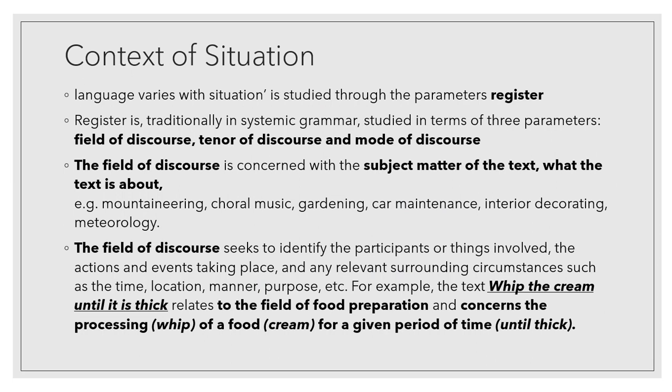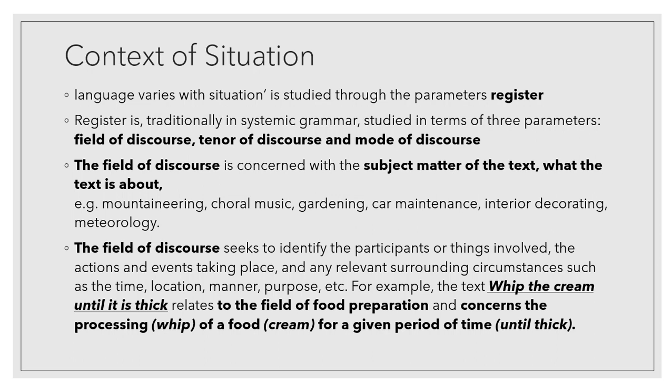what we are going to do is that we are going to have a text. So, the field of the discourse seeks to identify the participants or things involved in the actions or events taking place, and any surrounding circumstances such as time, location, manner, and purpose. So, for example, I have a text. Let me assume that this is a spoken text. For example, like, whip the cream until it thickens.